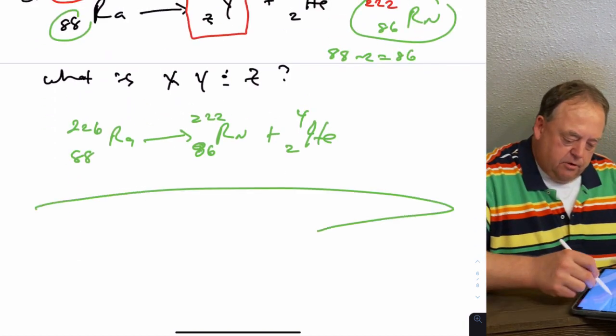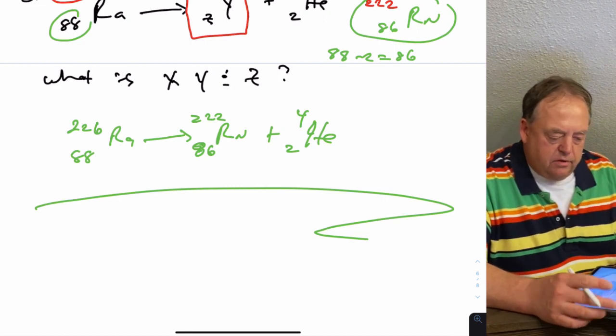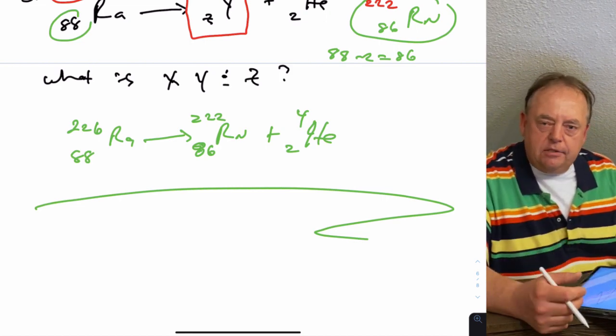Okay, so that's a basic introduction to nuclear chemistry. So in the next video, we'll cover the 6 different types of nuclear reactions that we'll look at.